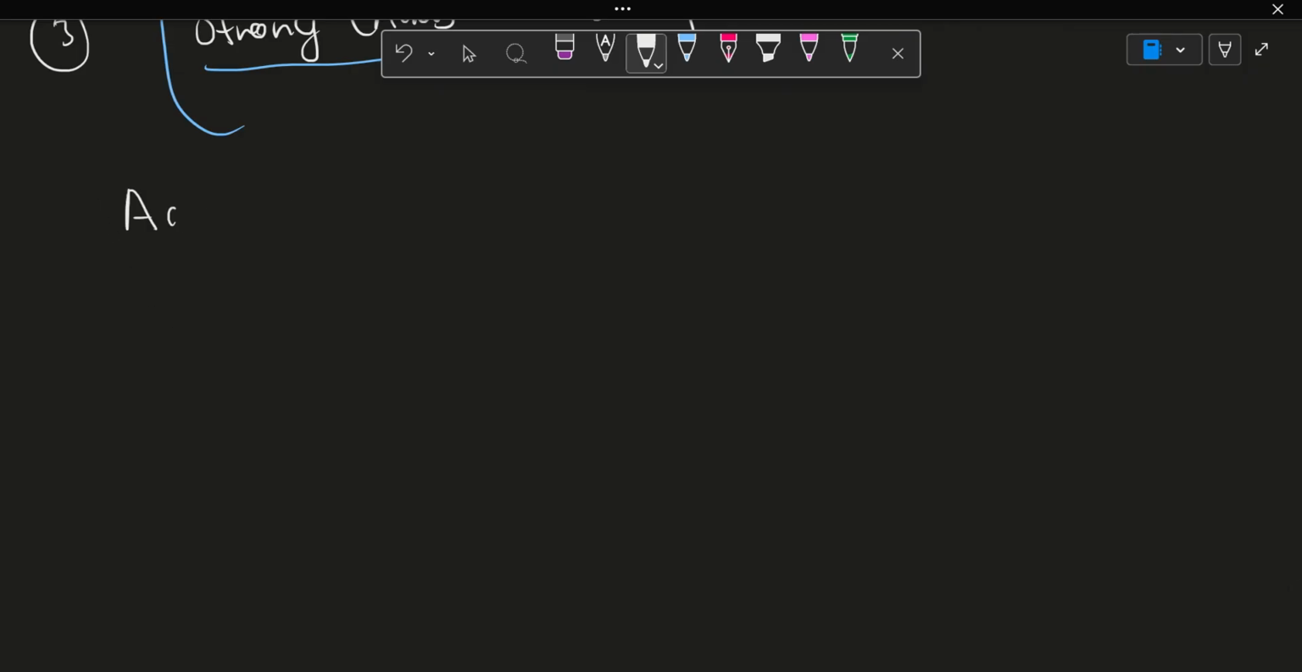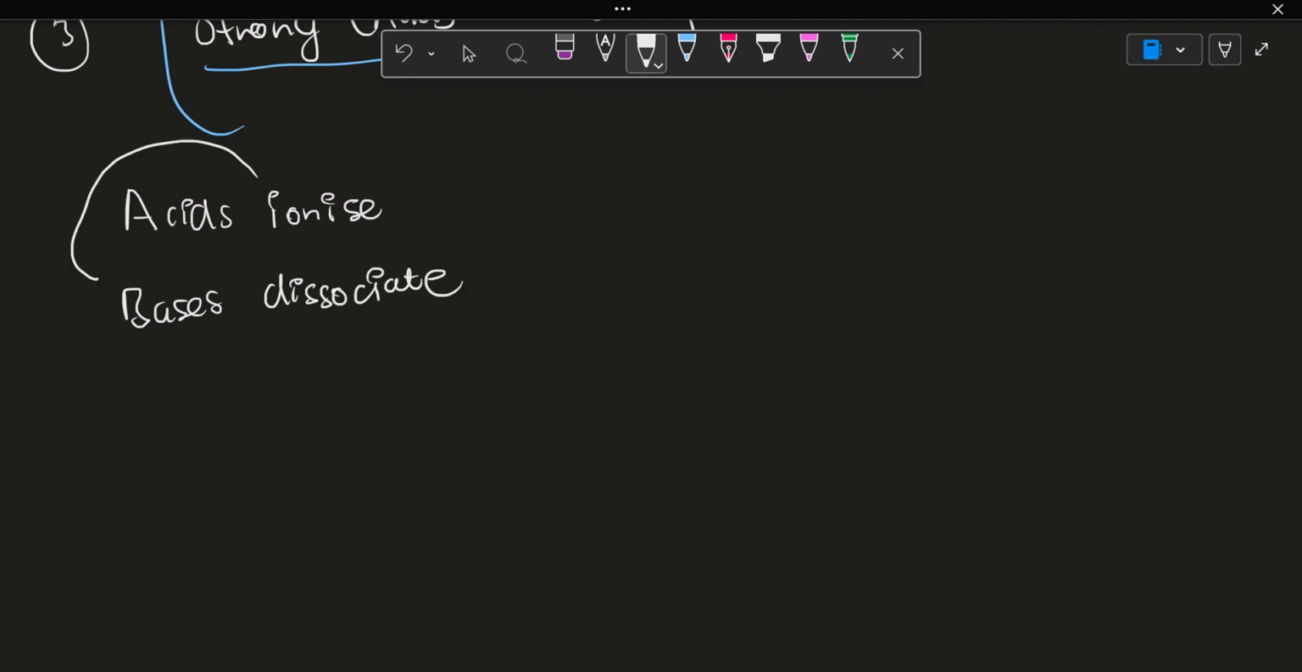an acid ionizes. I've always had a problem with spelling because some people have it this way and some people have it with a Z, with an S. I just never know which one is correct, but I'm just going to stick to this one. And we say that bases dissociate. Dissociate, right?